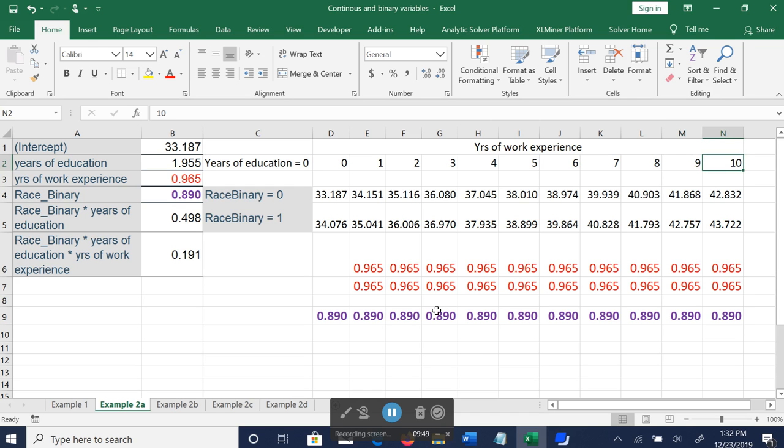So we can estimate what's the income for those from race category 0 with no work experience. We can estimate that by plugging in this formula. What's the estimated income for those from race 0 with 1 year of work experience? What's the estimated income for those from race category 0 with 2 years of work experience, and so on and so forth? We can just copy the formula over.